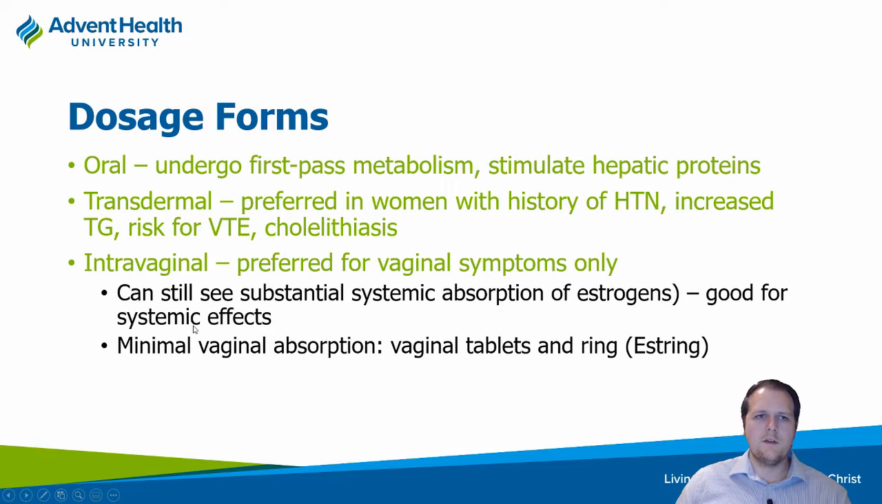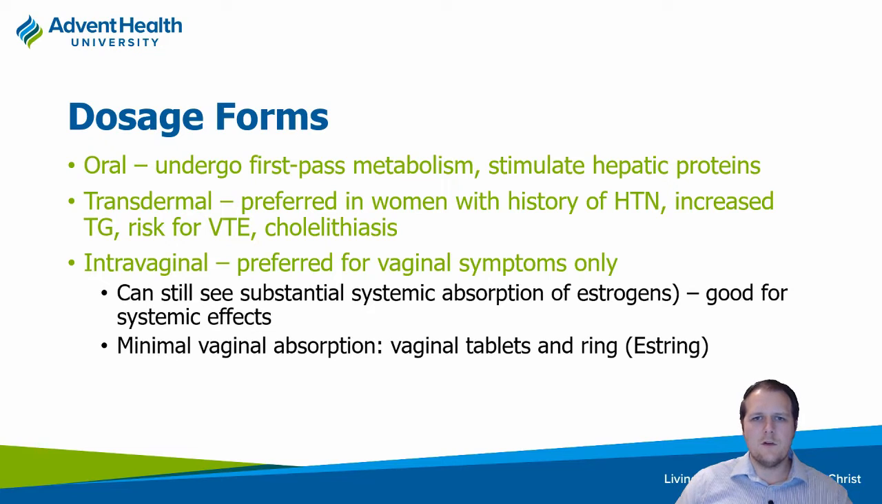So as I mentioned, using oral dosage forms is going to have a lot more first pass effect, meaning you're going to have more stimulation of hepatic proteins, more clotting factors being produced here. That's one thing to know, right? Transdermal products are going to be better for patients who maybe have a history of hypertension, maybe they have lipid profile issues that you don't want to exacerbate by using an oral product, or if they're at risk for things like VTE and cholelithiasis, because you do miss a lot of the hepatic effects by using a transdermal product.